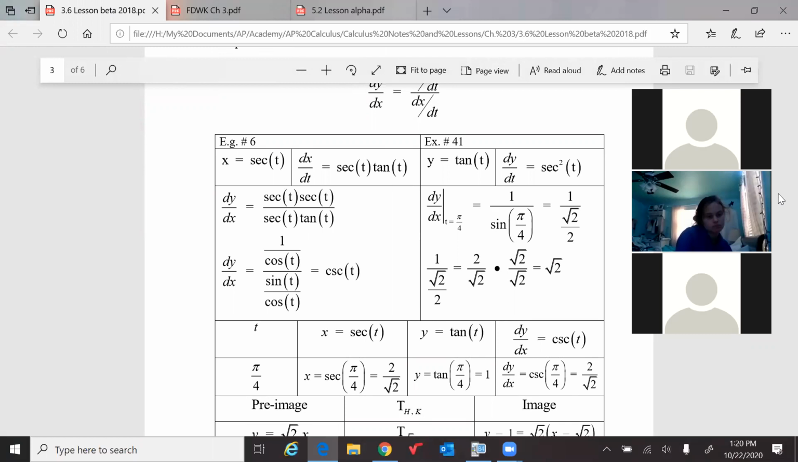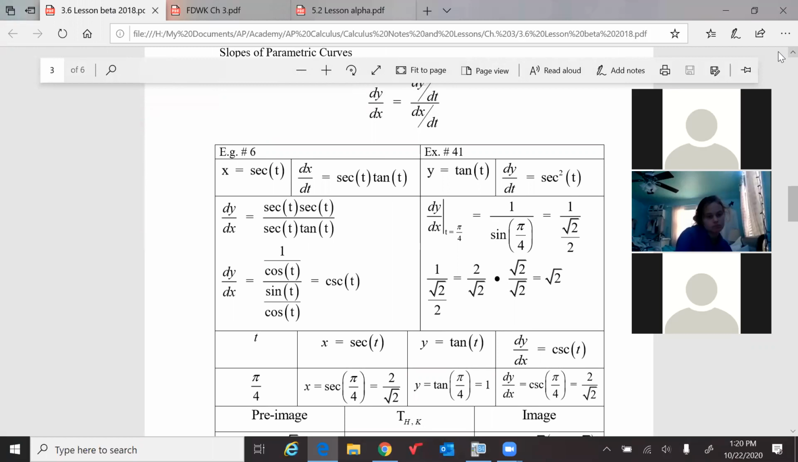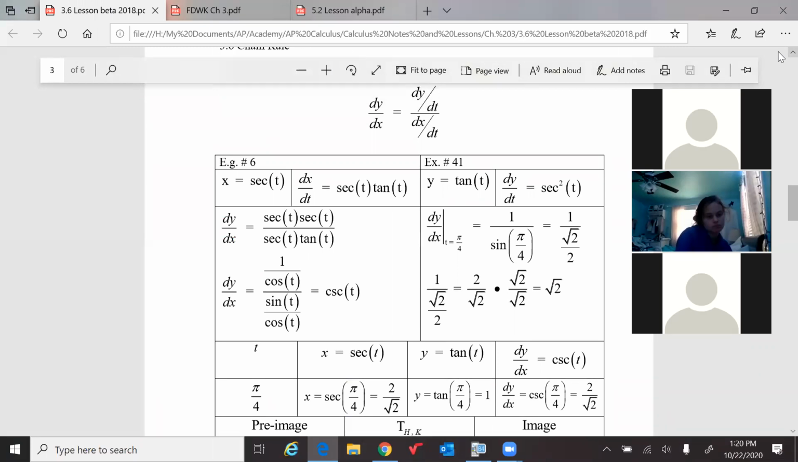What I want is dy/dx. So to get that, find dy/dt and divide it by dx/dt, and the dt's would reduce out. Given x equals secant t, the derivative of x with respect to t is secant t tan t. Section 3.5. y equals tan t, and the derivative of y with respect to t is secant squared t.